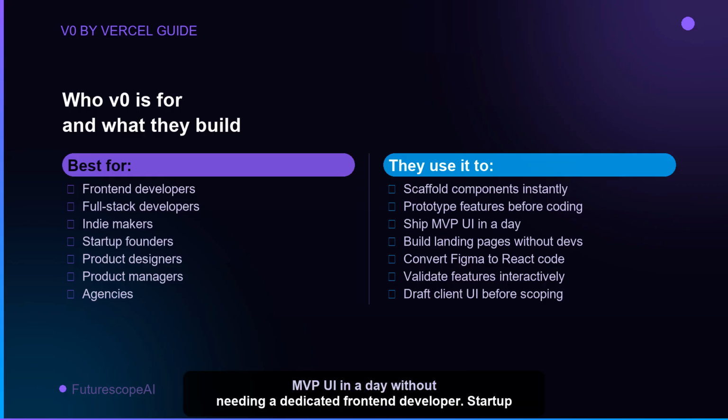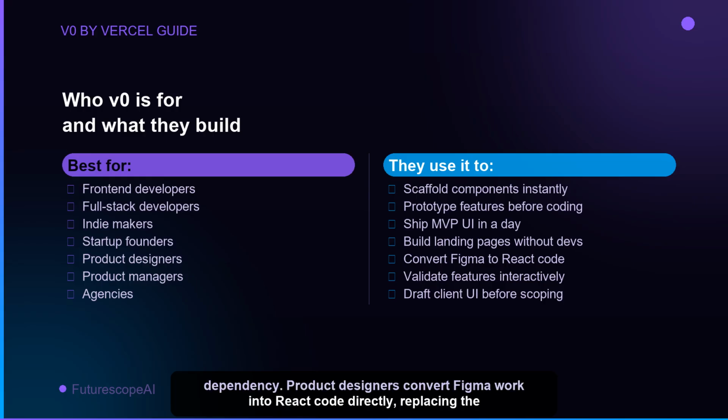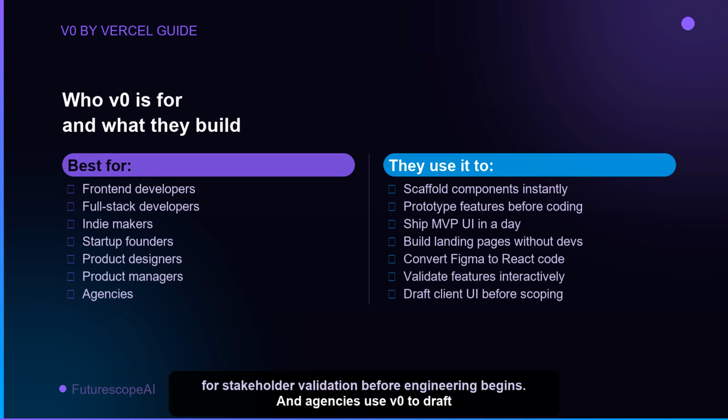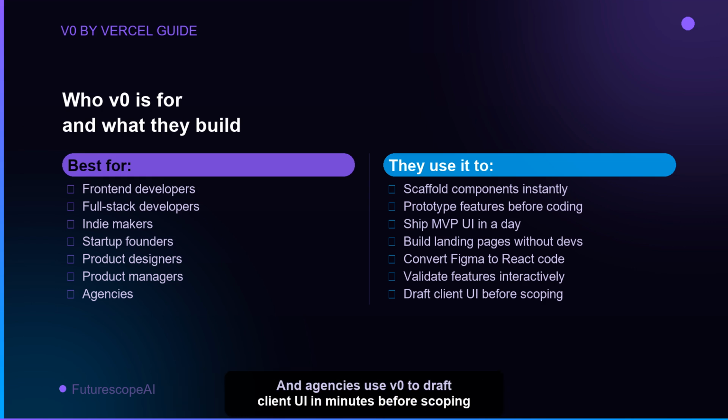Startup founders build landing pages, onboarding flows, and product previews without an engineering dependency. Product designers convert Figma work into React code directly, replacing the static handoff process. Product managers use V0 to generate interactive feature prototypes for stakeholder validation before engineering begins. And agencies use V0 to draft client UI in minutes before scoping development time.